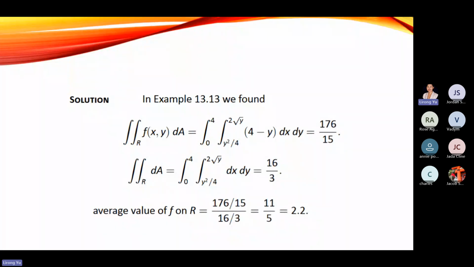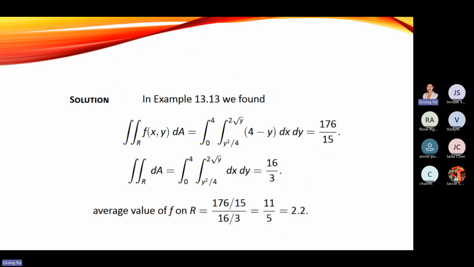So we can actually think about this. The y value, if y equals 0, 4 minus 0 is 4. So that's the height of the z value. On the other hand, if y equals 4, then 4 minus 4 is actually 0. So the y value is somewhere between 0 and 4. Then here we calculate the volume divided by the base area and get an average height of 2.2.